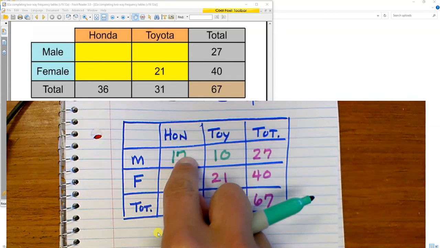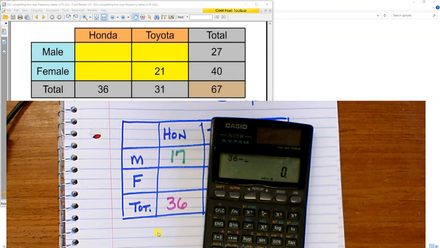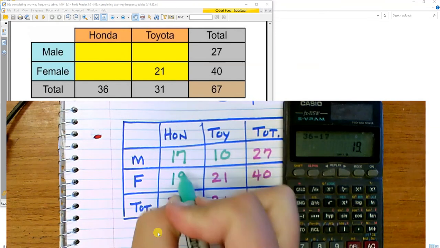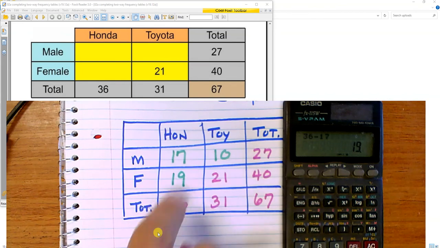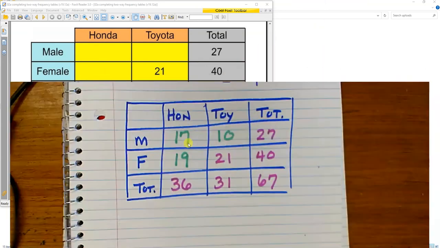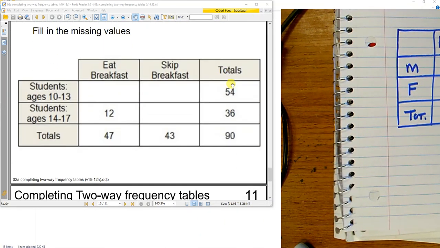36 minus 17 is 19. So this is 19, which makes sense because 17 plus 19 is 36. And that, my wonderful students, is how you complete a two-way frequency table. It's like a game of Sudoku. And I will do this one with you on the screen.